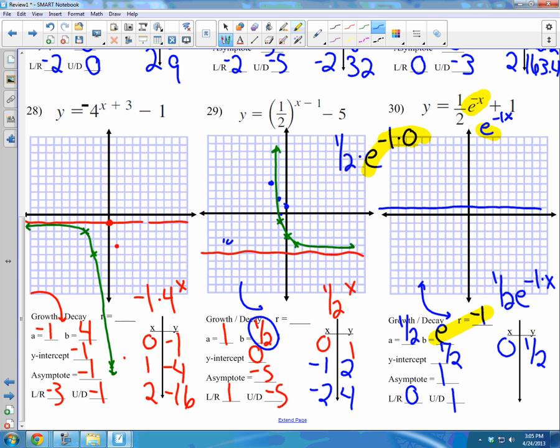When I do this, and I'll be erasing here, when I put negative 1 in because it's decay, what happens is this exponent, negative 1 times negative 1, becomes 1. So I'll be taking e to the first power, which is 2.7, and when I take that times a half, I get about 1.4.